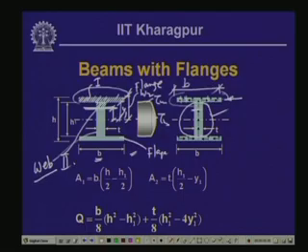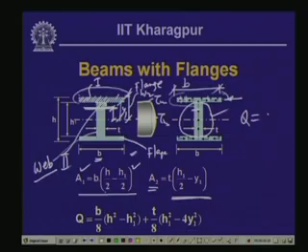Now, for rectangle 1, the width is b and the thickness is h by 2 minus h 1 by 2. Hence, this is the area A 1. For the second part, area A 2 is equal to the thickness t multiplied by h 1 by 2 minus y 1, which is this particular depth. And consequently, as you know, q is equal to A y bar.